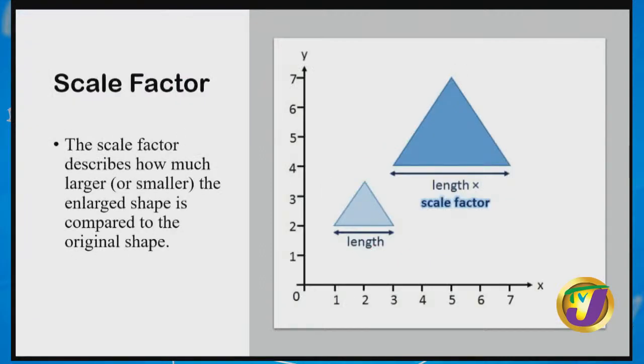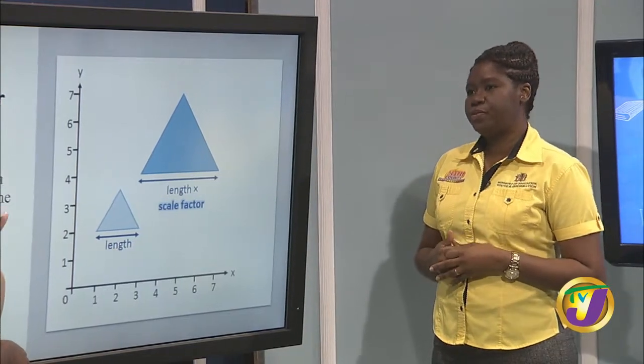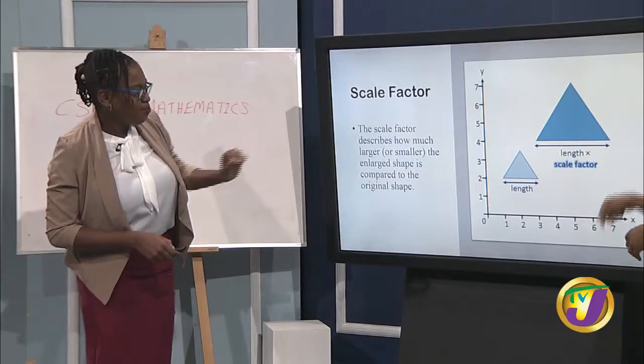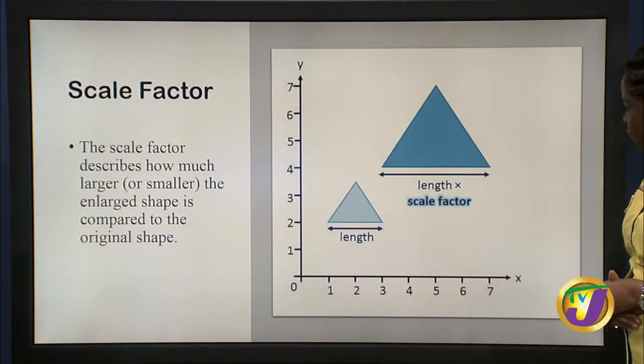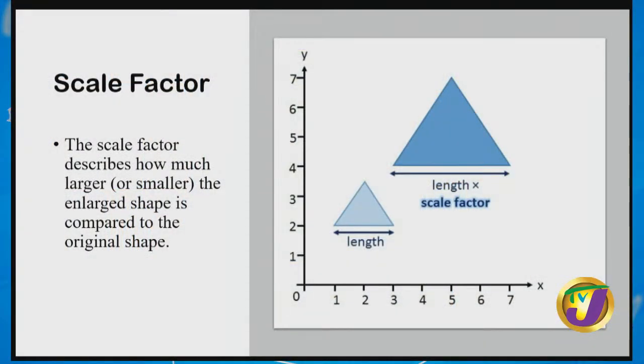We mentioned that we need a center of enlargement and a scale factor to do an enlargement. So let us now look at the scale factor. I'm looking at the smaller triangle, which is in light blue. The length of the base of this triangle is 2 units, while the base of the larger triangle is 4 units. Based on what we discussed earlier, the relationship from 2 to 4 means that the 2 was multiplied by 2 to get 4.